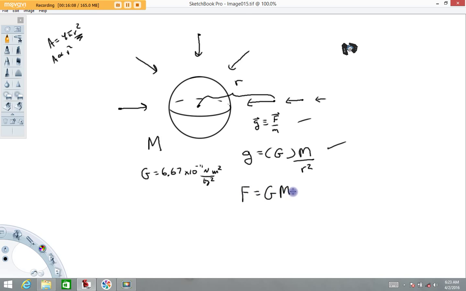Big G, big M, little m over r squared. So I would call this step 2 of the theory here. So here's how the gravitational field is calculated.